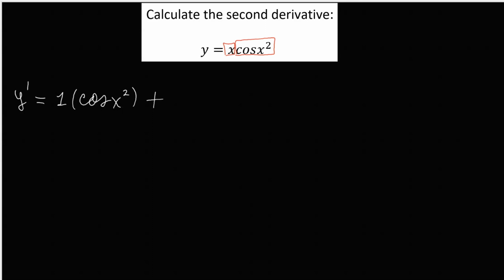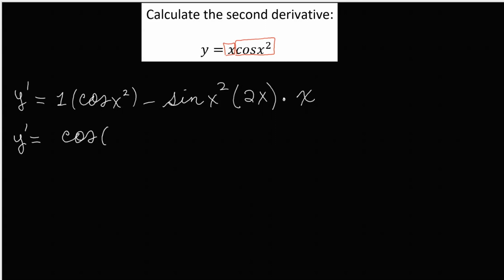The derivative of the second function is negative sine, and then I have to apply the chain rule here, multiplied by the inside function, which is 2x, multiplied by the first function, which is x. So when I clean that up, the first derivative is cosine of x squared minus 2x squared sine of x squared.